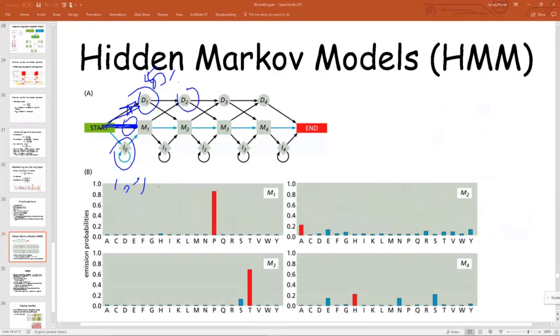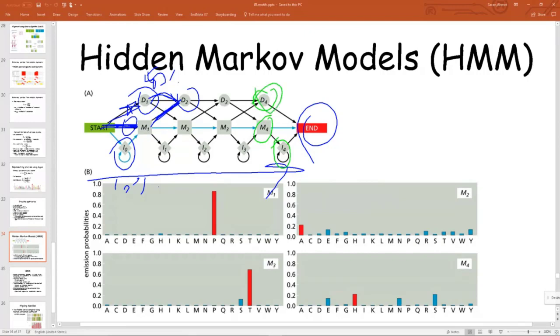To get to D2, we're going to consider these two options, and whichever is highest, we're going to keep. You do that from left to right for every state. By the time you get to the end, you will have the probabilities of D4, M4, and I4 already calculated. And you're going to say, if I were to go to the end from D4, the score would be the probability of D4 times the probability of this transition. We'll take that. That's going to be one option.